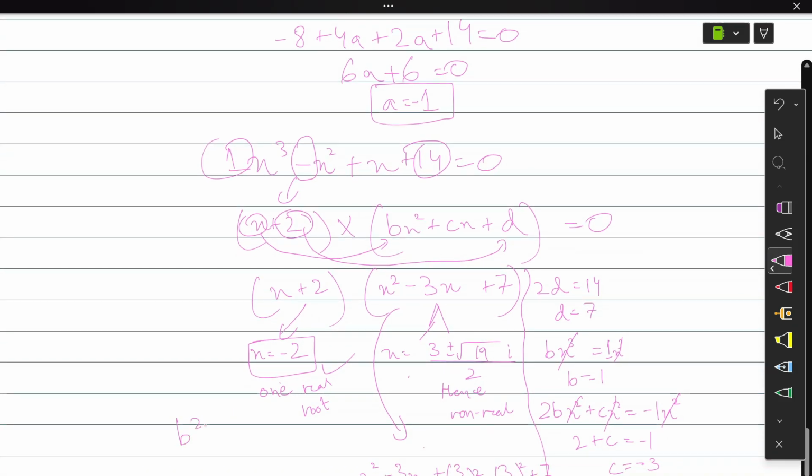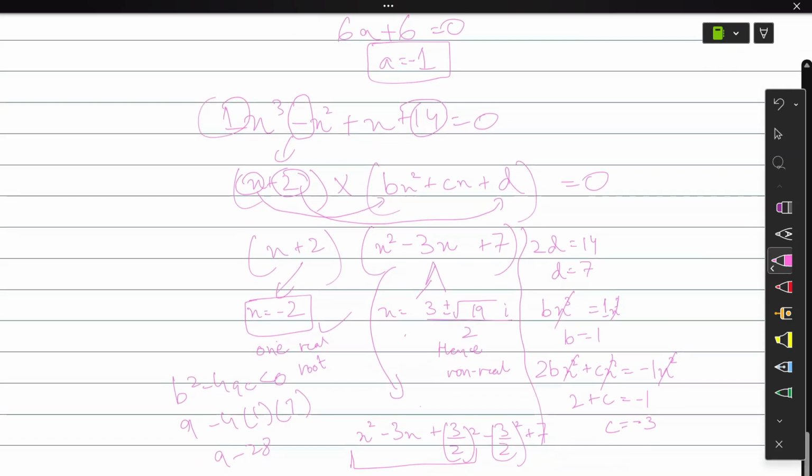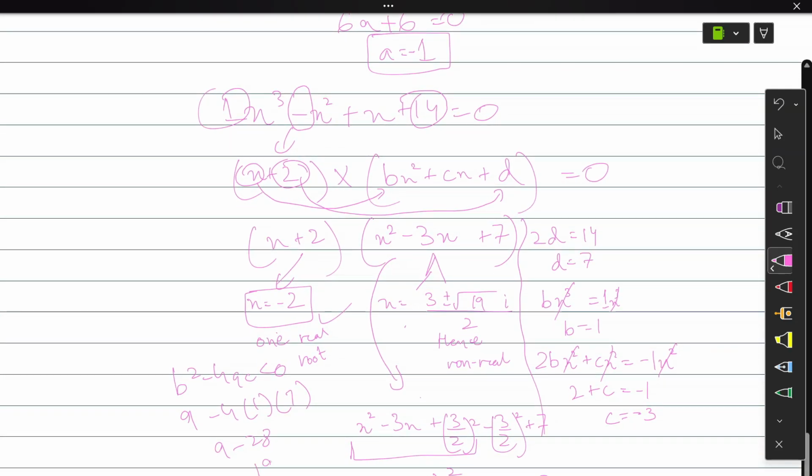They could just use b square minus 4ac. If b square minus 4ac is less than 0, that means no real roots, right? So how would we do that? 9 minus 4 into 1 into 7. 1 ही है, सही है. So 9 minus 4 7s are 28. तो क्या आएगा, -19. वही आ गया. तो ये डायरेक्टली पता चल गया, less than 0 मतलब no real roots.